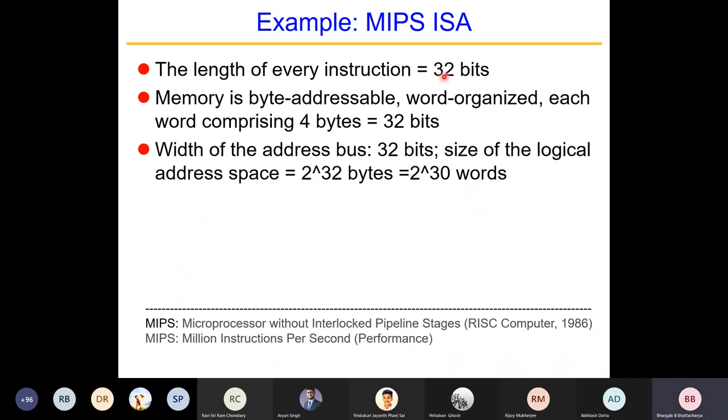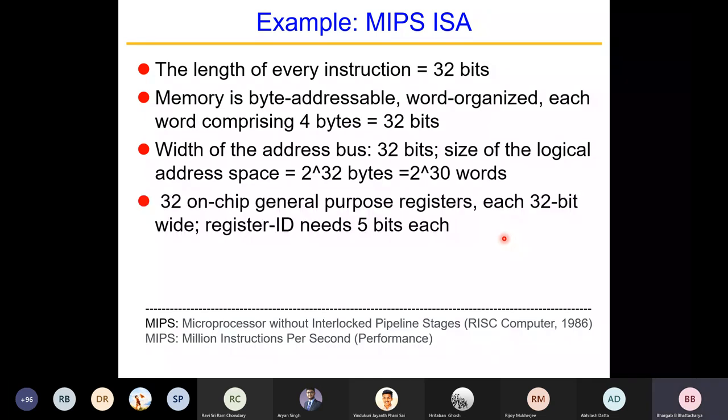So length of every instruction is 32 bits. Length of every word is 32 bits. Width of the address bus is also 32 bits. There are 32 on-chip general purpose registers.